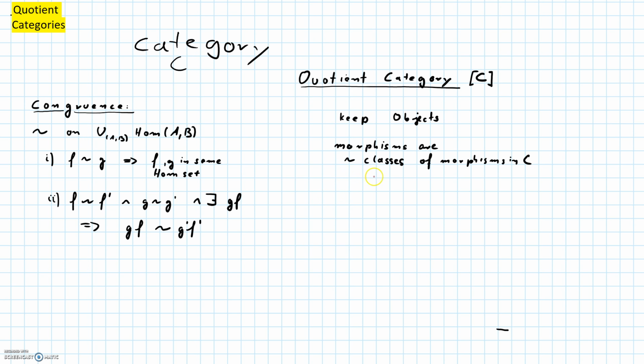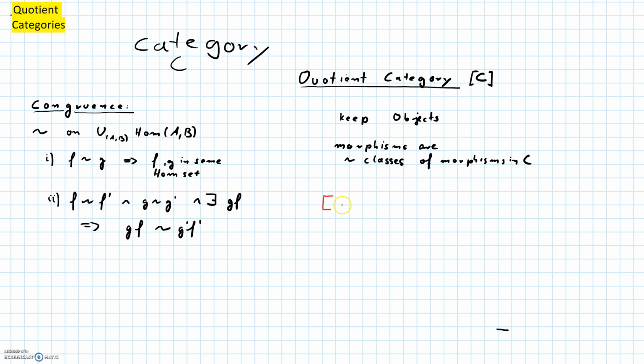And of course, we need to verify that this satisfies the axioms for a category. Well, first of all, note that the composition of equivalence classes in C bracket is well defined, precisely because we have a congruence such that f equivalent to f bar and g equivalent to g bar satisfies fg equivalent to f bar g bar.